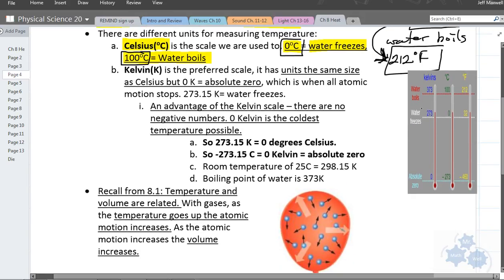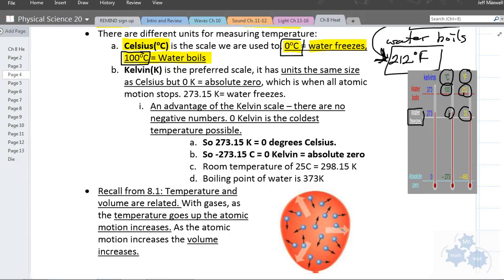So here you see water freezes. Okay, that says water freezes. Here's Celsius and here's Fahrenheit. So that is 0 degrees Celsius and 32 Fahrenheit. 212 is when water boils, and 100 degrees Celsius is when water boils. Now I'm going to talk about this in a second, these temperatures down here and why they're important.